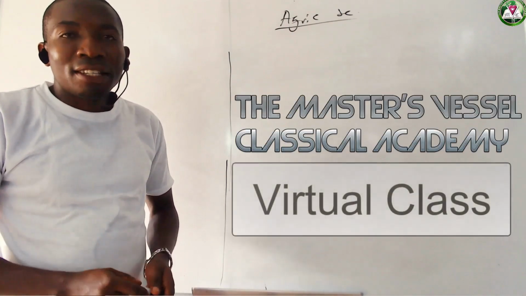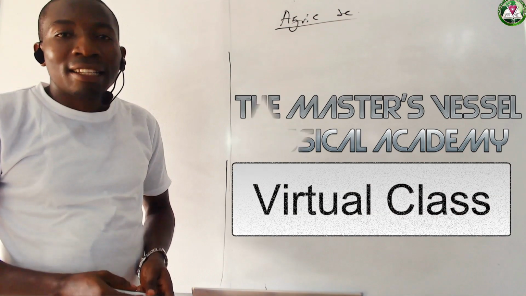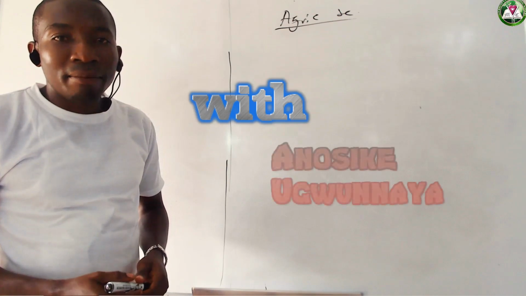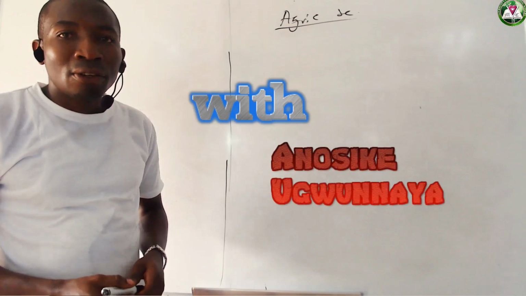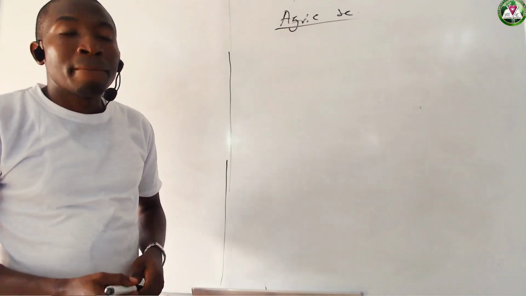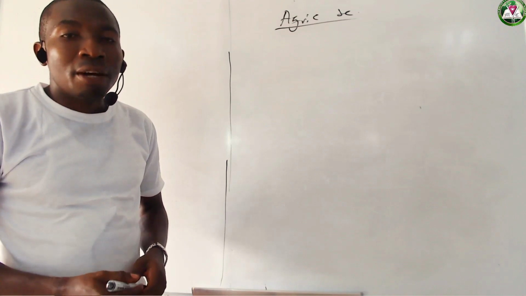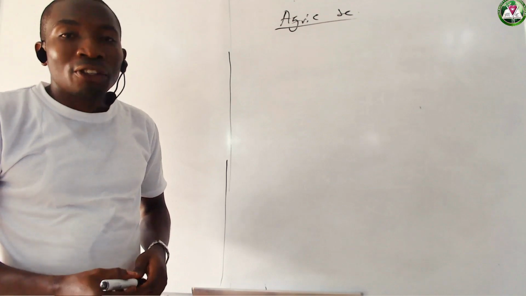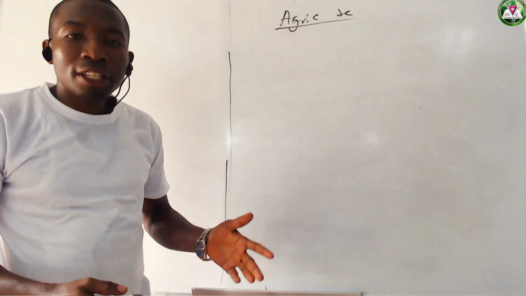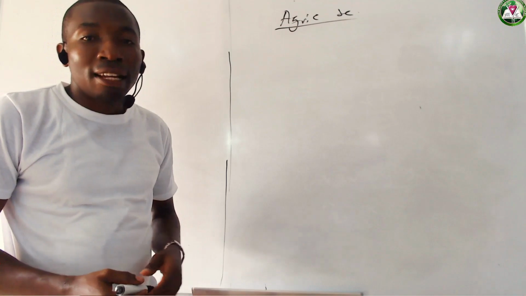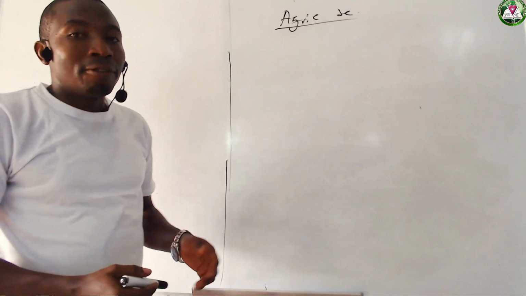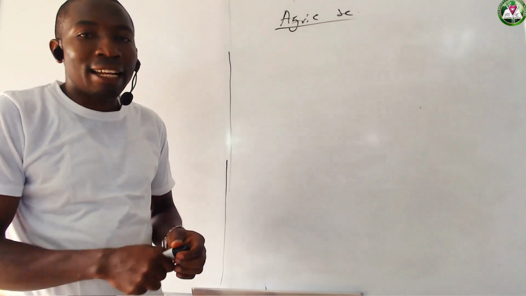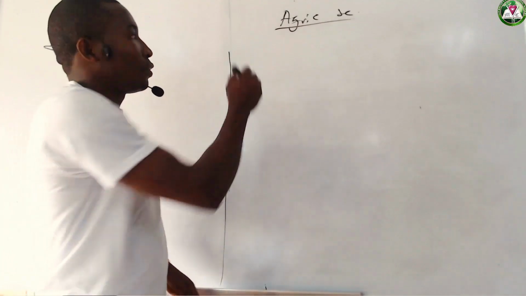I am Mr. Anosike, the Agric Science teacher, Junior Secondary, from the Masters Vessel Classical Academy, Federal Housing Locals here in the city of Umaya. This afternoon, I'll be teaching us on a very important topic in agricultural science that cuts across the junior secondary, the senior secondary, and the tertiary level. And that topic is soil fertility and plant nutrition.